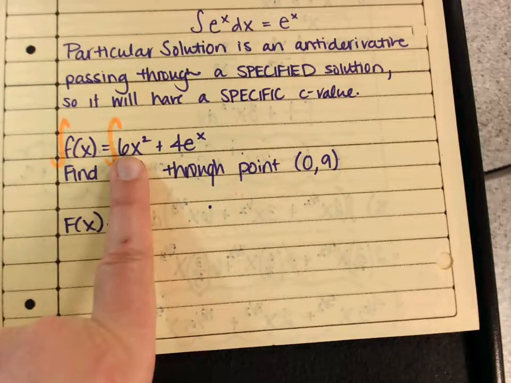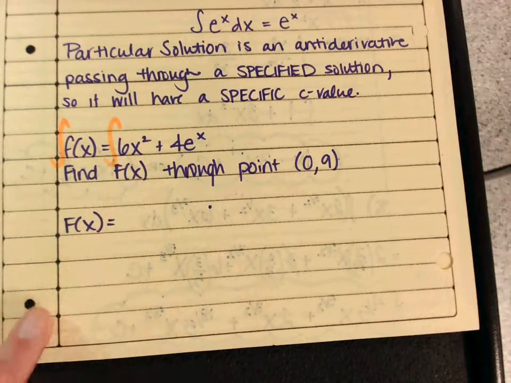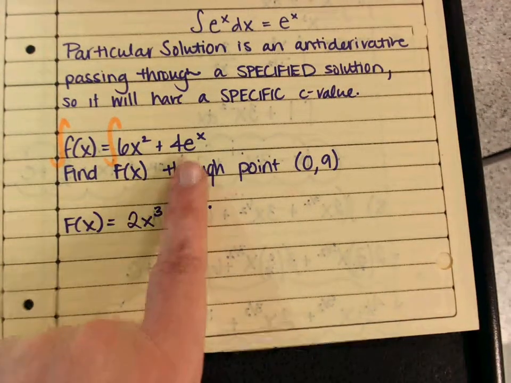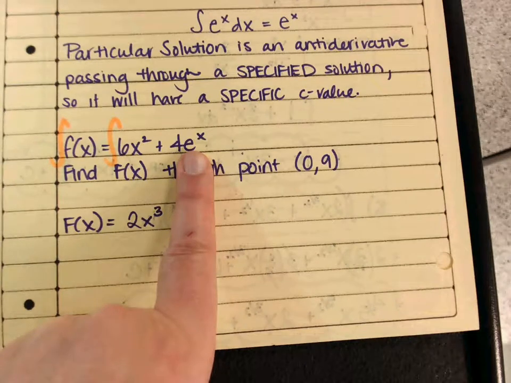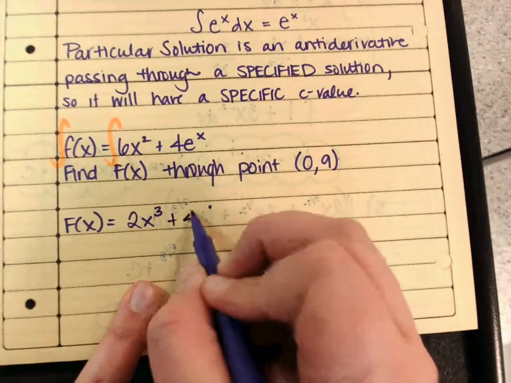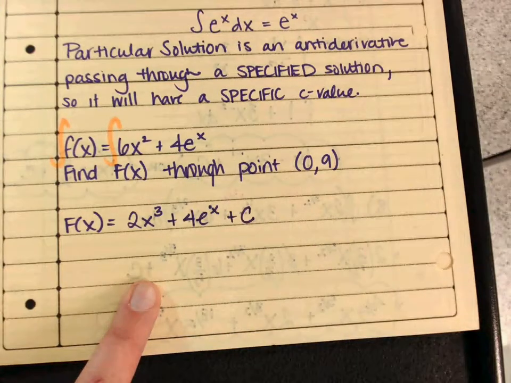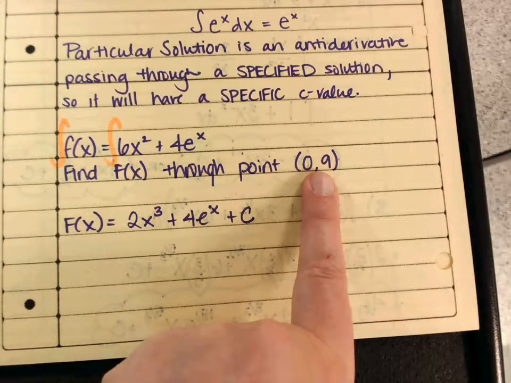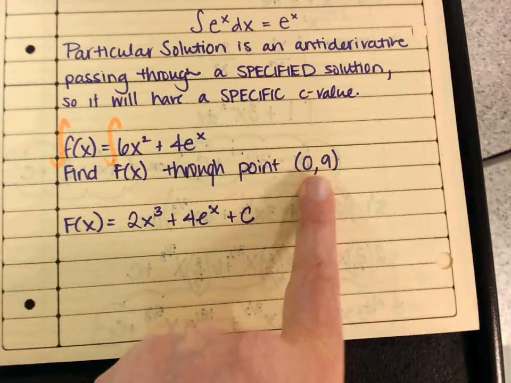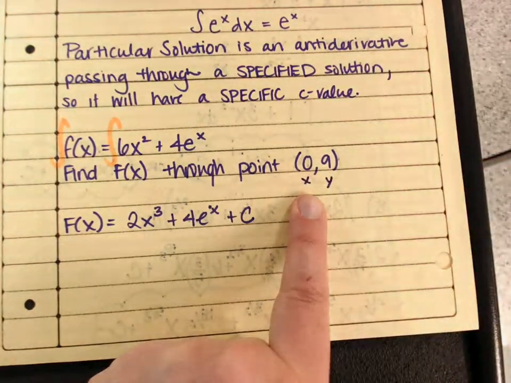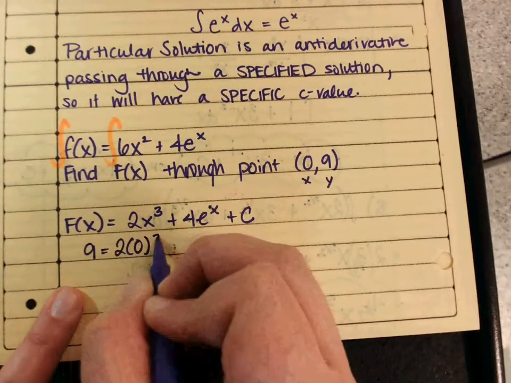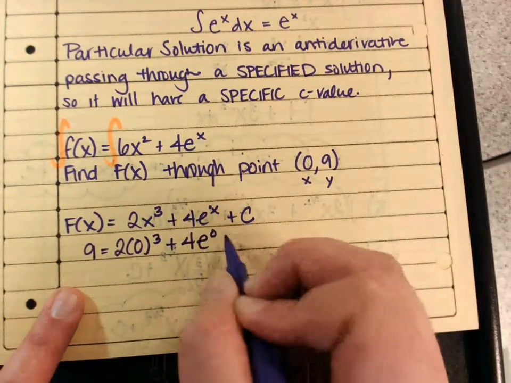Okay, on the other side, now we have to take the antiderivative of both of these terms. What's the antiderivative of 6x squared? 2x to the 3. Okay, now what's the antiderivative of e to the x? Still e to the x. So it'll be 4e to the x plus c. Now, this is a general solution because we don't know the c. But if we have this point, we should be able to find it. So we're going to plug in, this is my x, this is my y, and we're going to find c. So it would be 9 equals 2 times 0 cubed plus 4e to the 0 plus c.